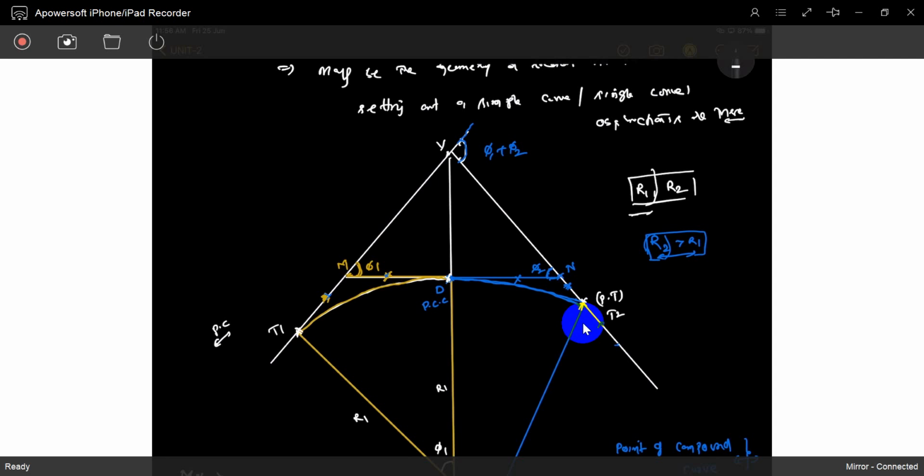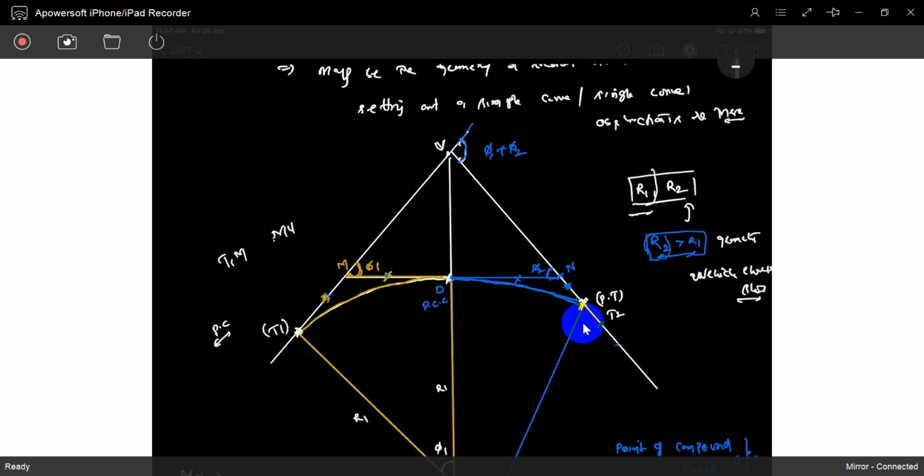Then R1 and R2 are fixed by the geometry or vehicle characteristics. First you have to identify the point T1, later the point D, and later the point T2. Identifying the point T1 means, from V how much distance is there to the T1 point. So you have to calculate the length of T1M and MV.